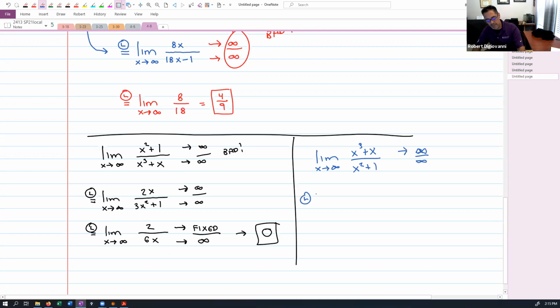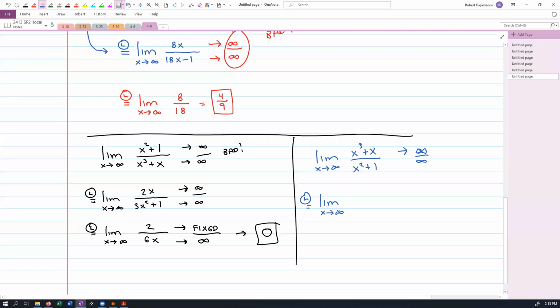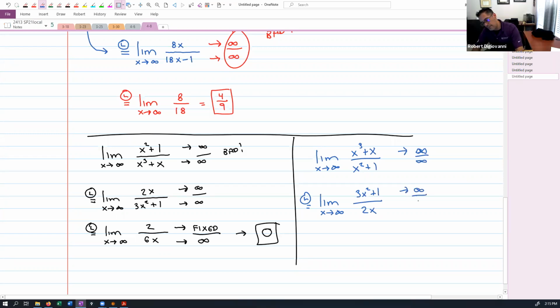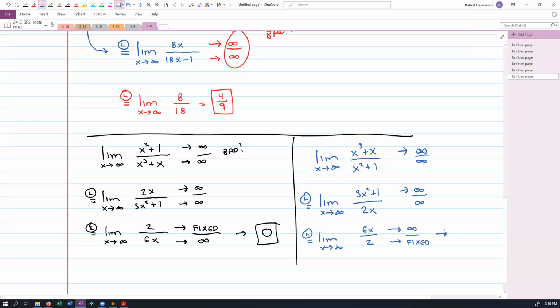We do L'Hopital. Infinity over infinity still. L'Hopital again. 6x over 2. Now the top's headed to infinity and the bottom is fixed. Where's that headed to? Infinity.